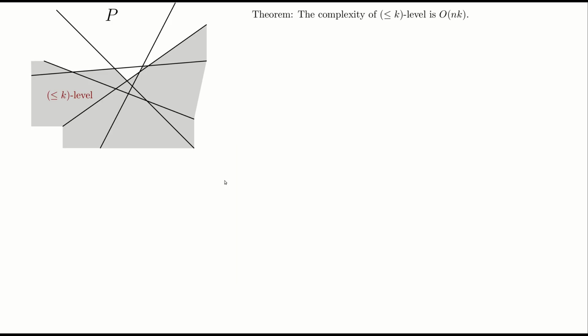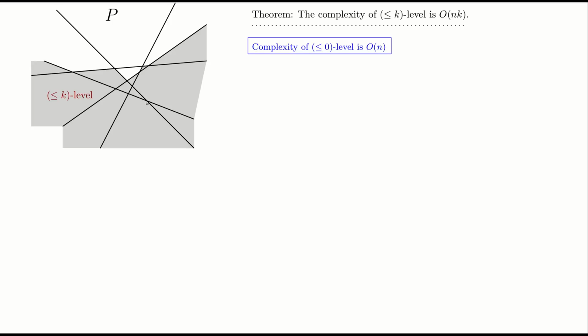The theorem that we'd like to prove in this video is that the complexity of less than or equal k level is bounded by O of n times k. The complexity here refers to the number of vertices of the arrangement that lie in this region. So in the picture, the less than or equal k level is shaded in gray. And we'd like to prove that the number of vertices of the arrangement that lie in the gray area is at most n times k.